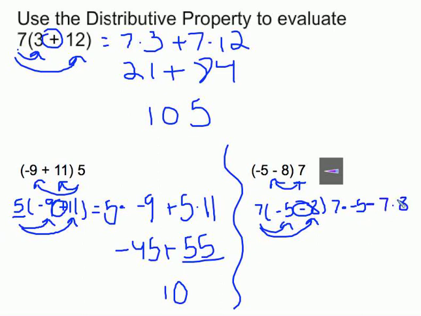I know that 7 times negative 5 is negative 35. I forgot to throw in my equal sign. So I have negative 35 plus 56. So I know that since, again, I have different signs and I'm adding, I subtract and I take the sign of the larger absolute value. So my final answer here is going to be positive 21.